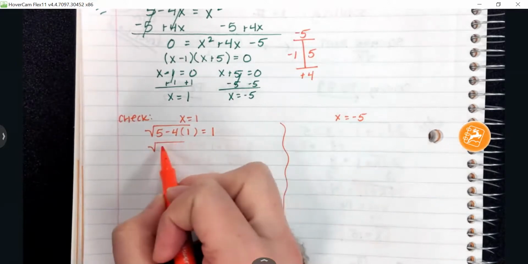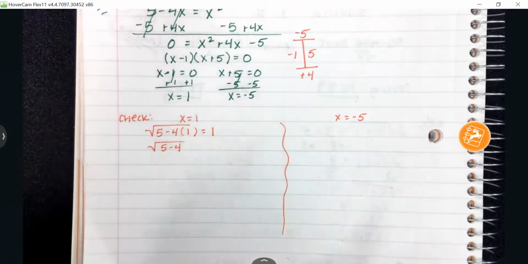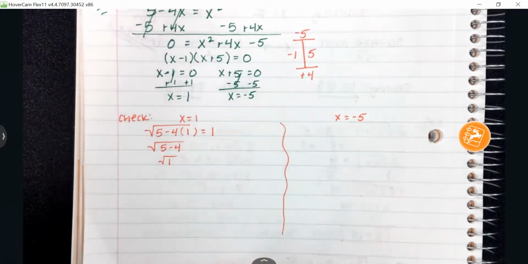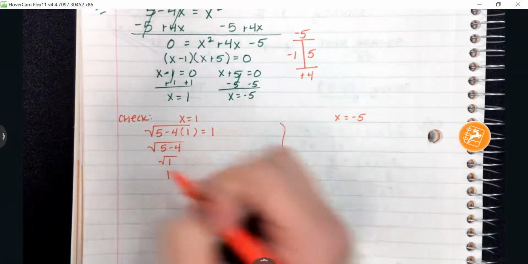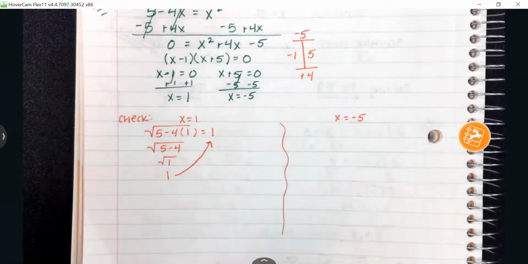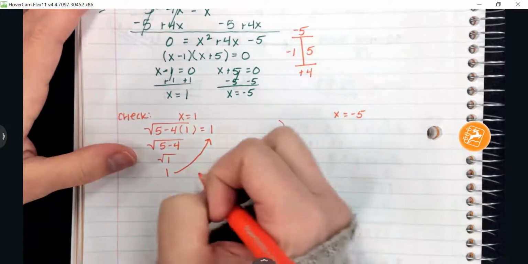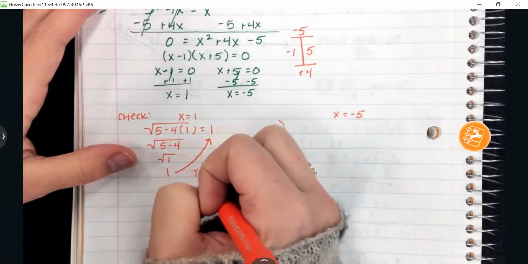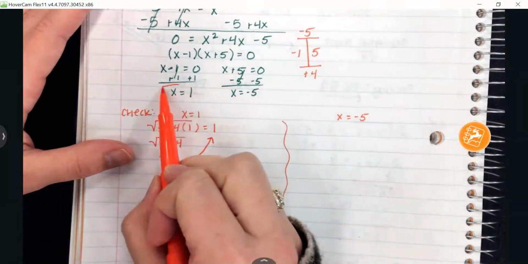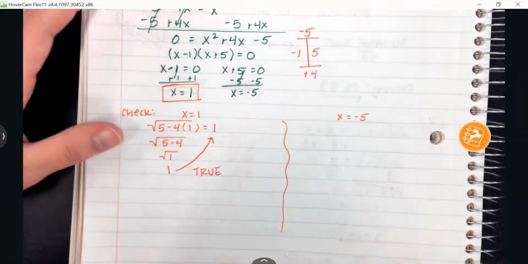So I have square root of 5 minus 4. 5 minus 4 is just 1. And the square root of 1 is 1. Is that what I started with? So is this true or false? This is true. Since it's true, I'll put it in a box. It's a good answer.